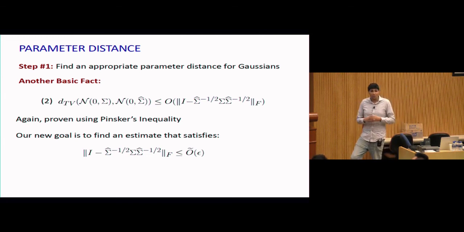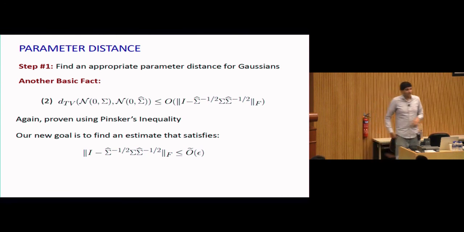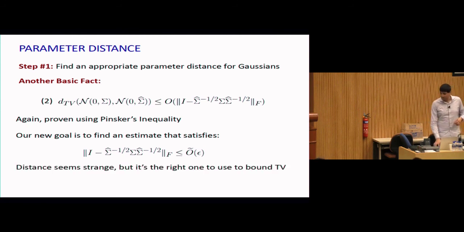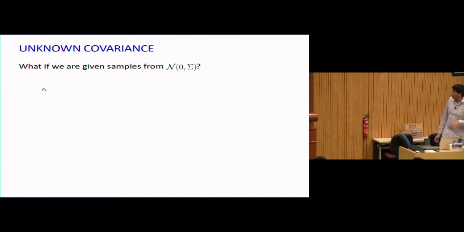If I'd chosen the wrong way to measure the distance between parameters, if I looked at sigma hat minus sigma in spectral norm or Frobenius norm, it might have been very easy to hide those dimension-dependent factors that I'm really interested in getting rid of in the way that I've defined my problem. In any case, this is now our goal: to try and get epsilon close in this Mahalanobis distance instead. So this distance is strange, but I do promise you it is the right one.